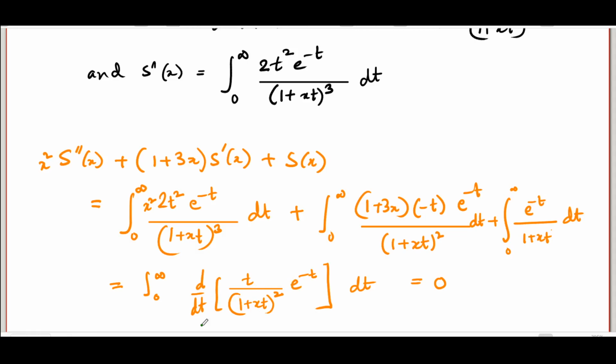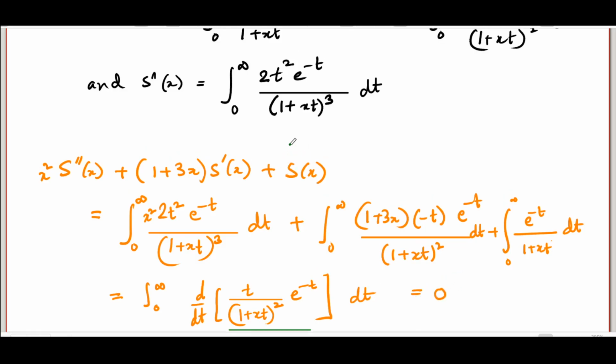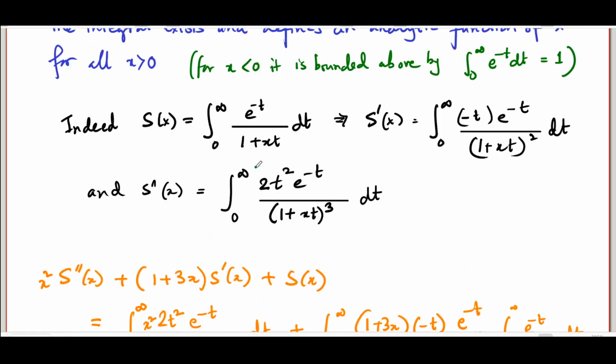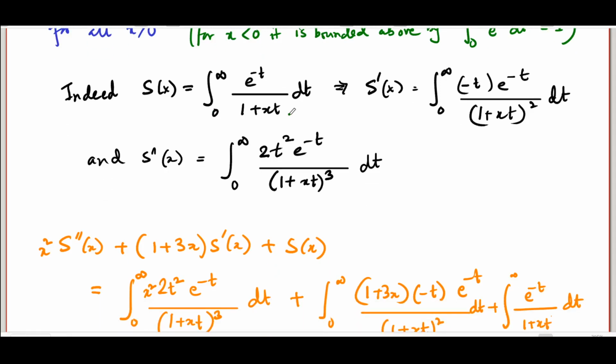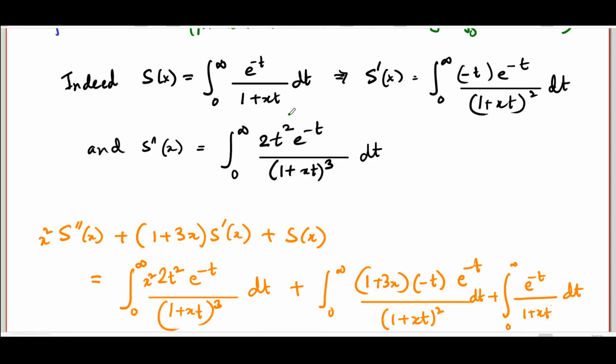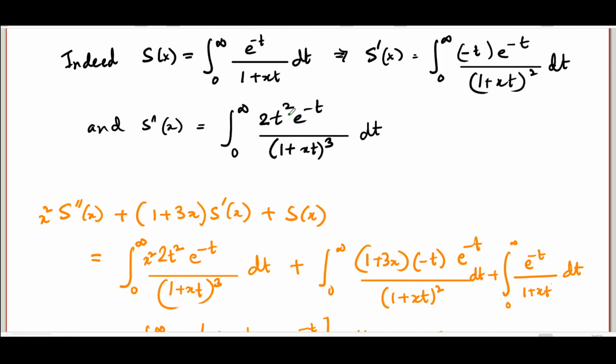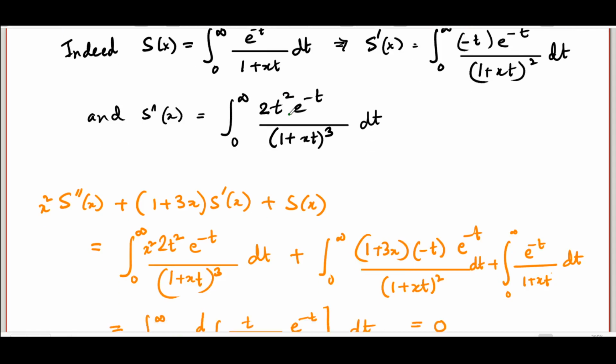Now, when you integrate this from 0 to infinity, you are simply going to get the value of this at infinity minus the value of this at 0. And you should notice that at both the upper and the lower limit, this term vanishes. So this integral is of course 0. So we see that our s of x, defined by this Stieltjes integral which does converge for all positive values of x, is a solution to x squared y double prime plus (1 plus 3x) y prime plus y equals 0, our original differential equation.